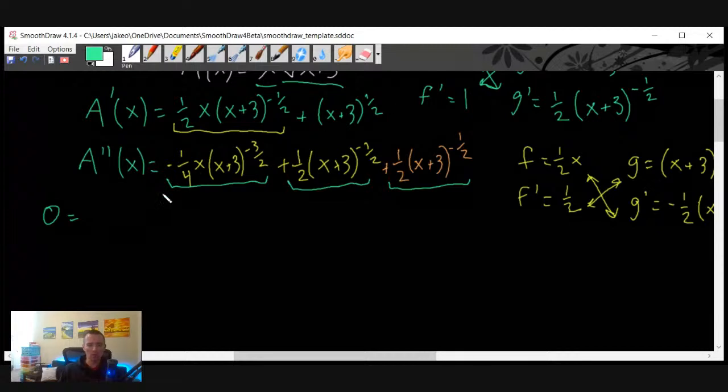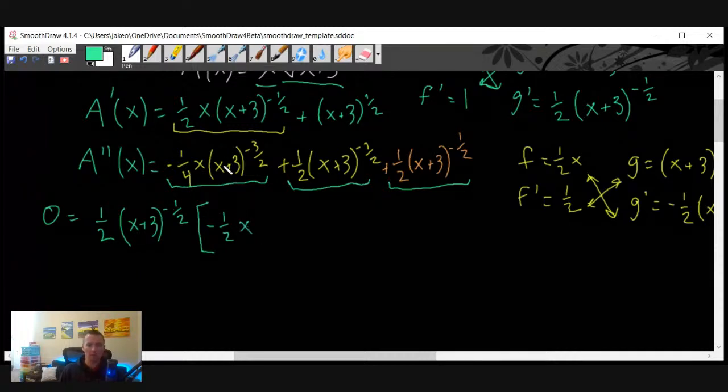So to factor this out, what we want to do is see what these three terms have in common. Well, they all have a 1/2 that we can pull out. So we'll start there. And then all three of them have this x plus 3 to the negative 1/2 power, so we can also factor that out. And then we want to think about what's going to be left. If we pull out 1/2, we're still going to be left with a negative 1/2 to get us to negative 1/4. We still have this x here.